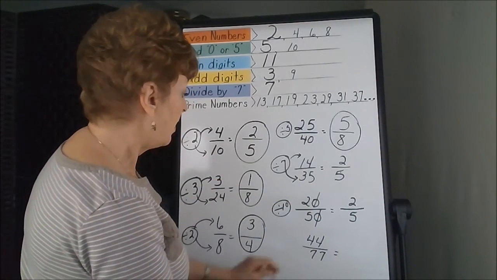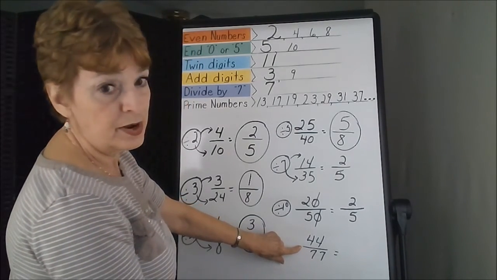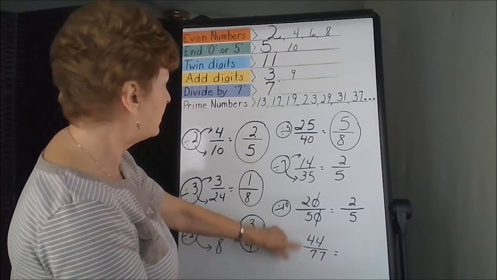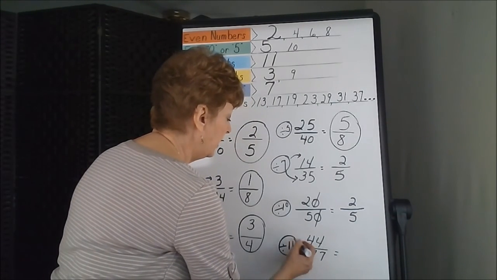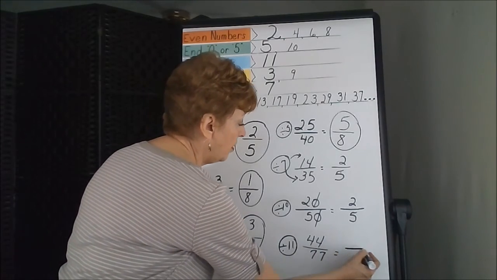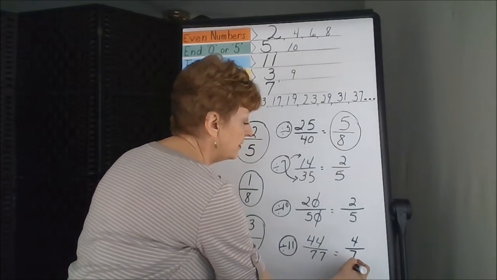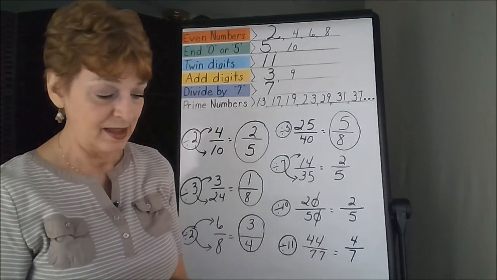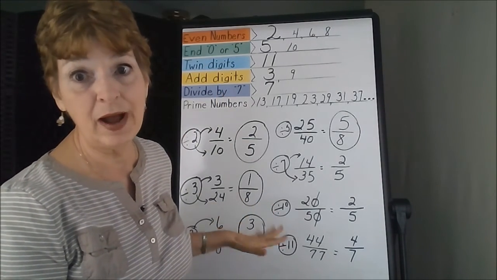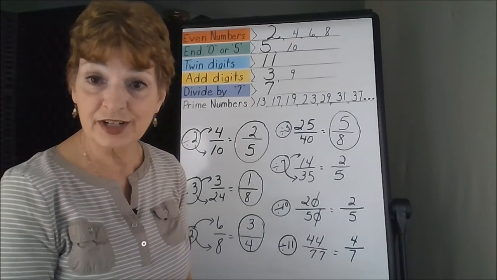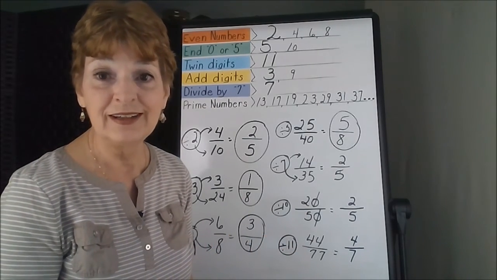Last one. Are they even numbers? No. Zeros or 5s? No. Twin double digits? Yes, they are. So we could divide this by 11. 11 divides into 44 4 times. 11 divides into 77 7 times. The divisibility rules work really, really well when you're reducing fractions, renaming them, doing equivalent fractions to the lowest terms.